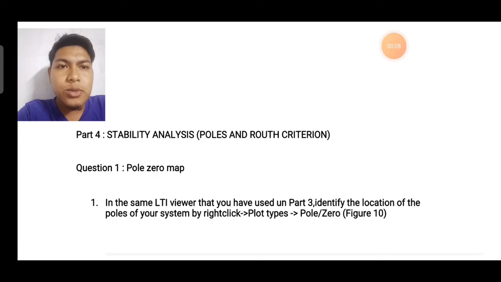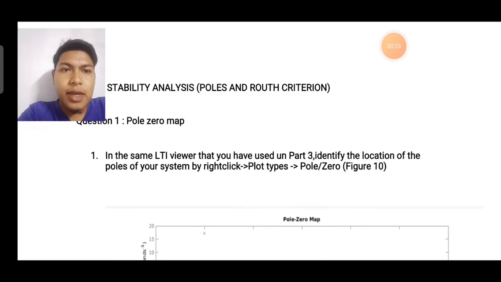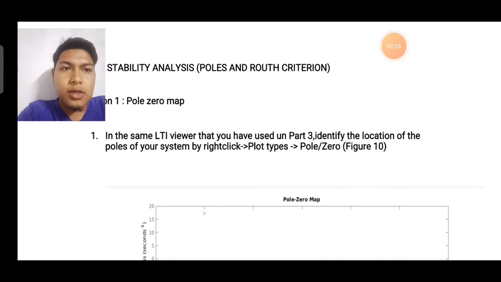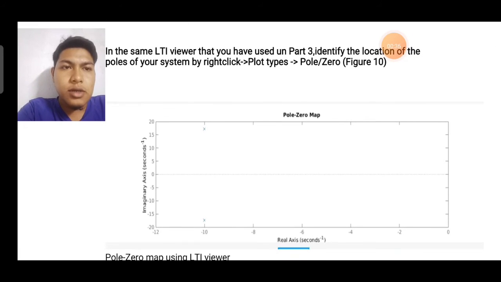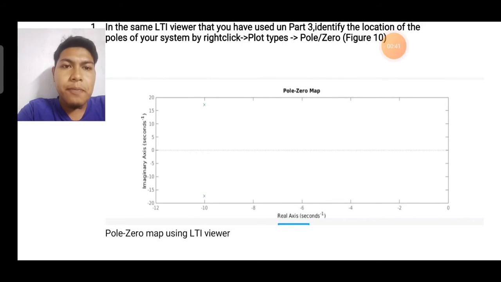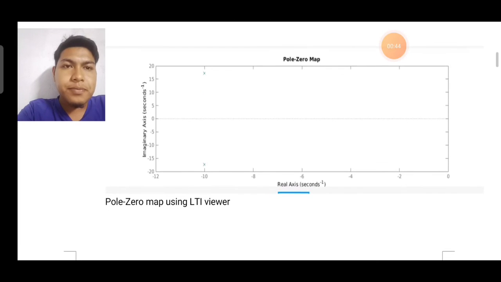So today I want to present part 4 of our project, titled stability analysis, poles and RH criterion. So for question 1, pole zero map. First, using the same criteria that you have used in part 3, identify the location of the poles of your system by right click, plot type, pole zero, figure 10. So I used MATLAB, and we got this graph, the pole zero map using LTI viewer.